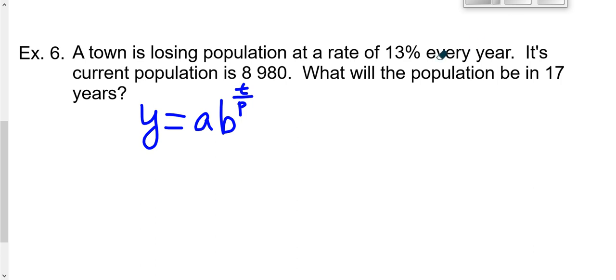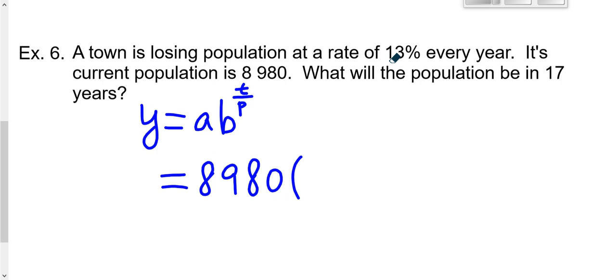Once again, the question is talking about the future population. So in this case, we are talking about a population of 17 years later, just like the last question. All right, let's plug the numbers in. A, my initial population, is 8,980. You can put brackets around or not, that's totally fine. So B in this case, I hope none of you put down 13 here. So divided by 100, that gives you 0.13.